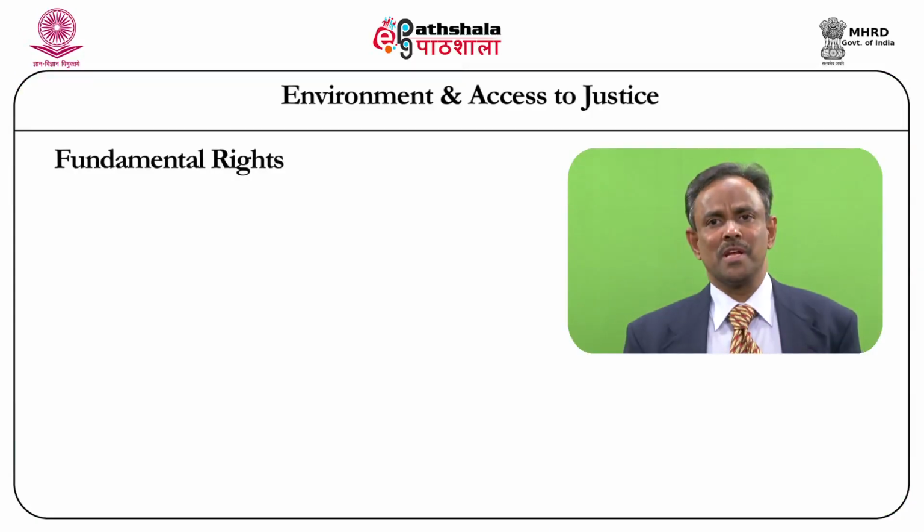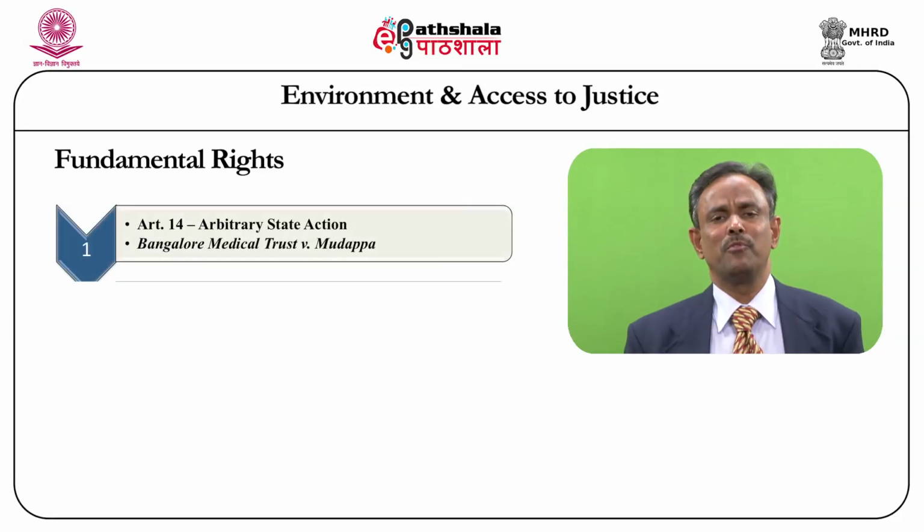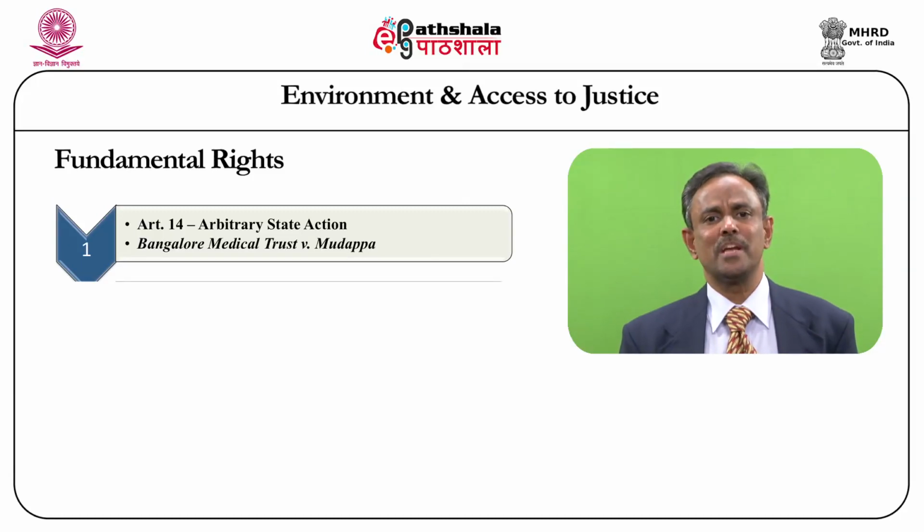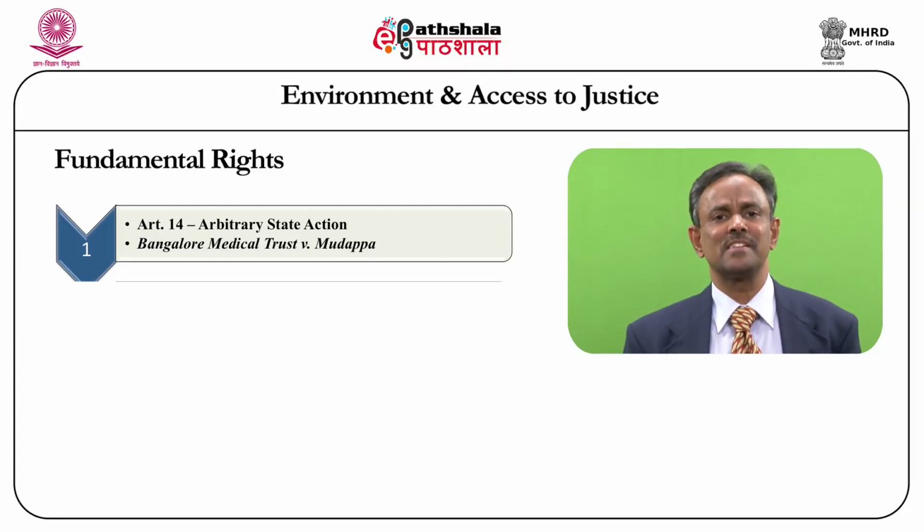Article 14 of the Indian Constitution mainly deals with equality before law and equal protection of laws. Nothing was mentioned about the environment under this article earlier, but the judiciary interpreted it and added a new concept known as arbitrary state action. When a state takes any action, if the state action is arbitrary and causes environmental pollution, a person can approach the judiciary and avail an appropriate remedy.